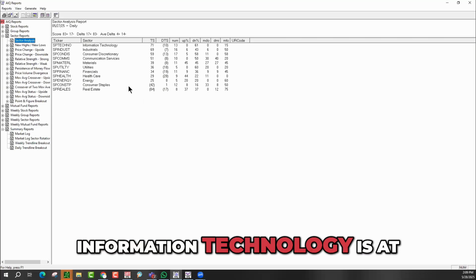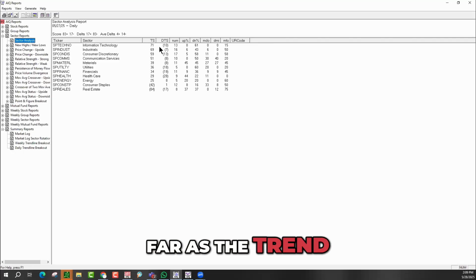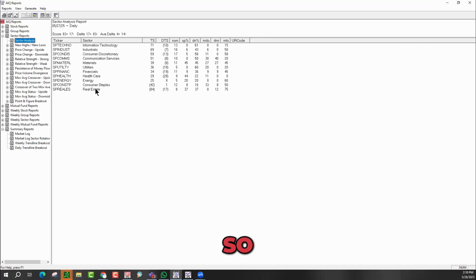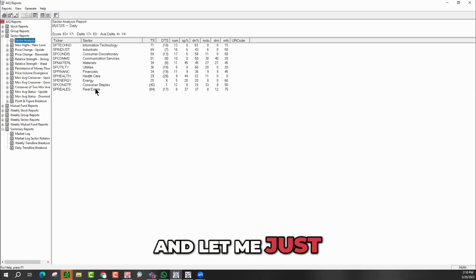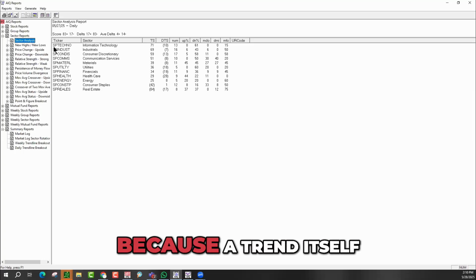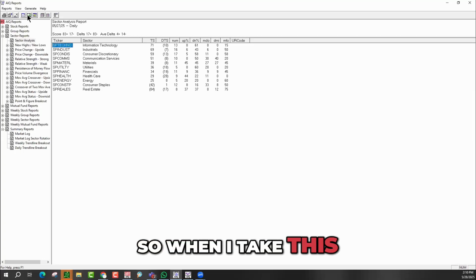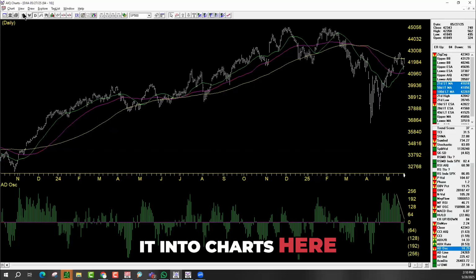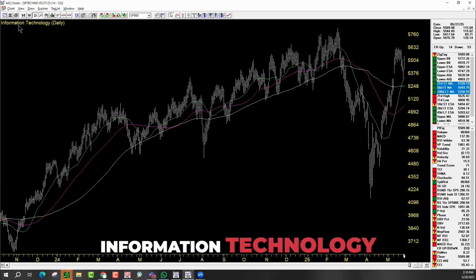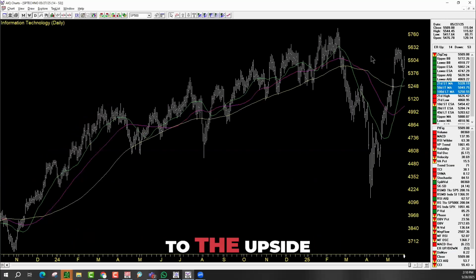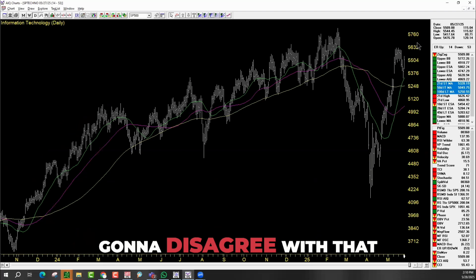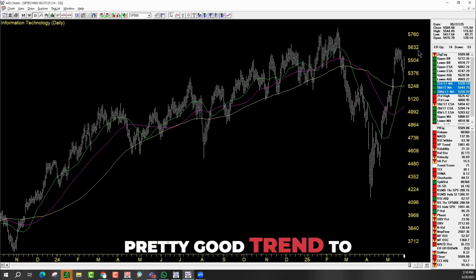Information technology is at the very top as far as a trend is concerned, and real estate is at the very bottom. So you can see this is what's already in the trend. Let me just illustrate how that looks. I'll click it into charts here. Remember, information technology, we're in a trend to the upside. I don't think anybody is going to disagree with that, right? I mean, that's a pretty good trend to the upside on a daily price chart.